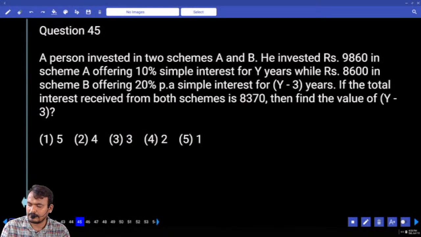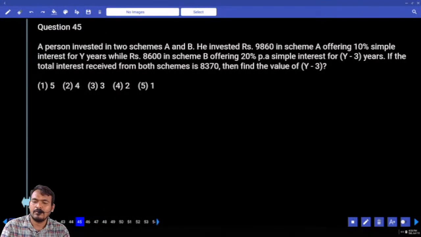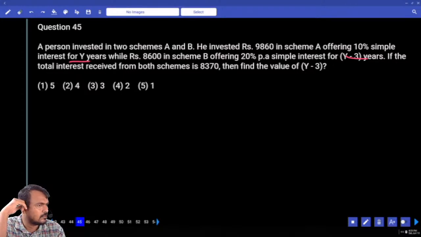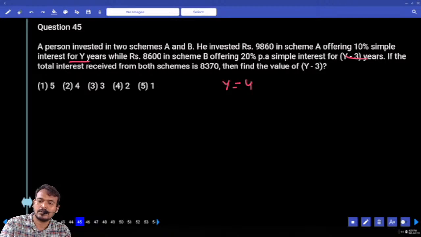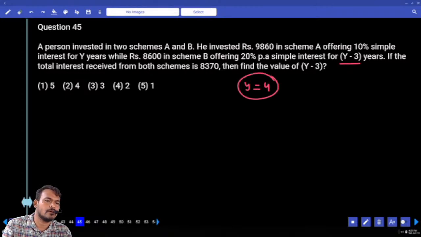Y minus 3, we require which one? Y minus 3. What is the first one's time period? Y years. Second one's time period? Y minus 3. Definitely the Y value is more than 5 or less than 5? More than 3 or less than 3? More than 3. Just as an assumption, take the Y value as 4 years.